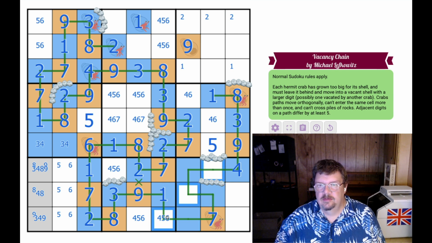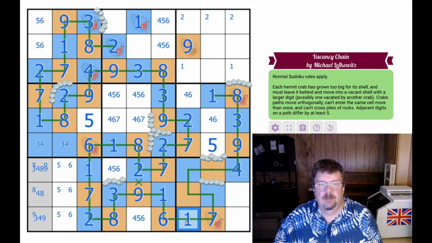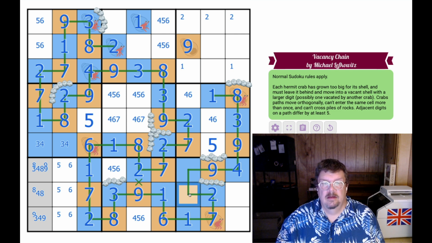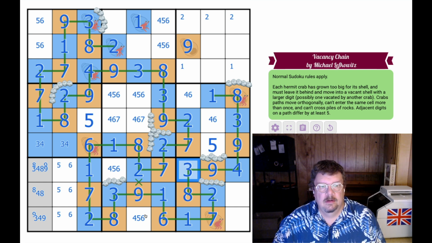Makes these 3 high digits. That has to be a 6. That has to be a 1. That has to be a 2. That has to be a 9. That has to be 8. That has to be a 3. Well, that all seems to work.